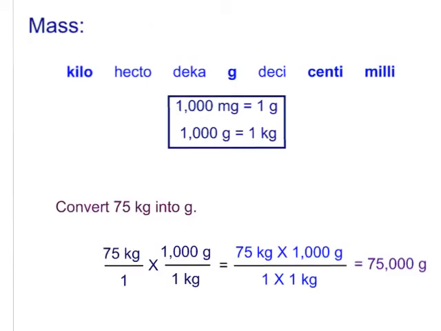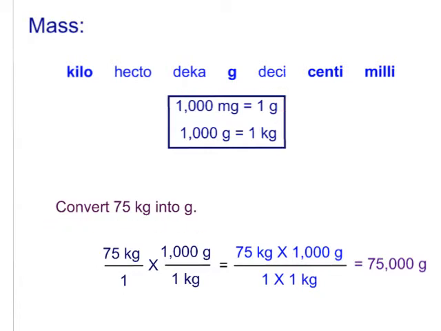Now let's apply this to mass. It's just the same, only instead of an M, I have a G there. It stands for grams. Now, centigrams are really rarely ever used. So for the most part, you will use milligrams, grams, and sometimes kilograms. So I wrote those conversion factors right there for you.